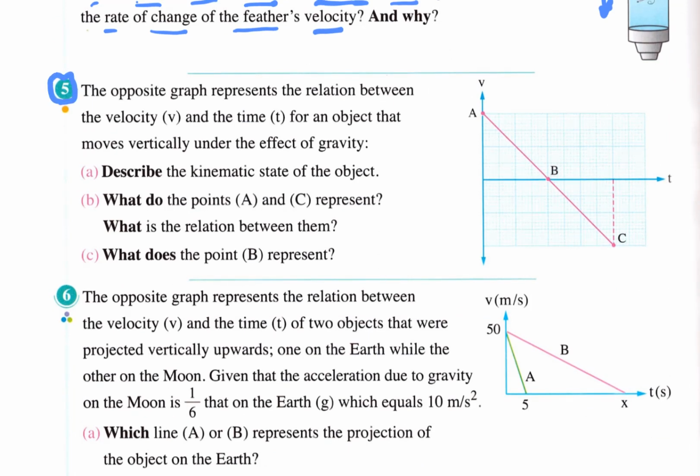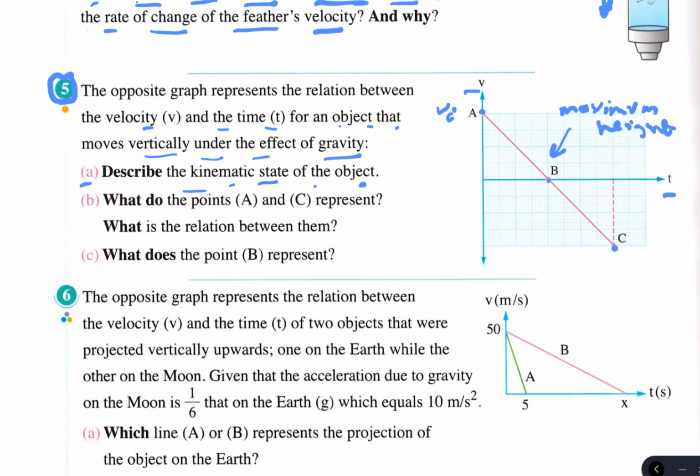Let's go to number 5. The opposite graph represents the relation between the velocity v and the time t for an object that moves vertically under the effect of gravity. About A, describe the kinematic state of the object. The object is projected upward, so this is V initial. And this is when the object reaches maximum height, so it changes direction and falls back to the point of projection.